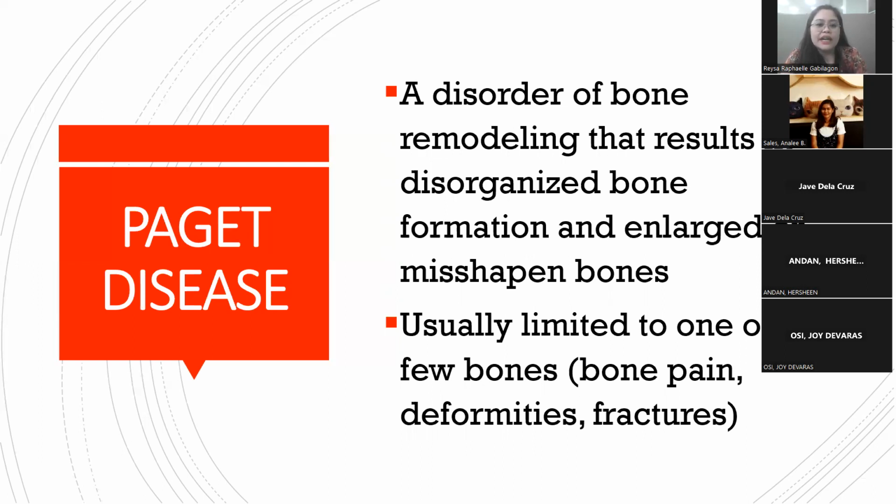There is also what we call Paget disease. I don't know how to pronounce that one, but I call this Paget disease. This is a problem in bone remodeling, and when our bone remodeling process has a problem, the result will be disorganized bone formation, maybe too large or with deformations. This is usually limited to one or a few bones. So in short, the development of our bones is abnormal.